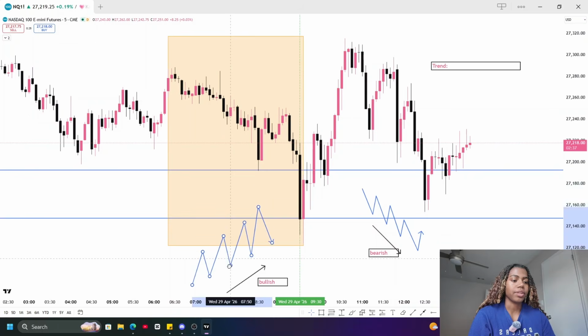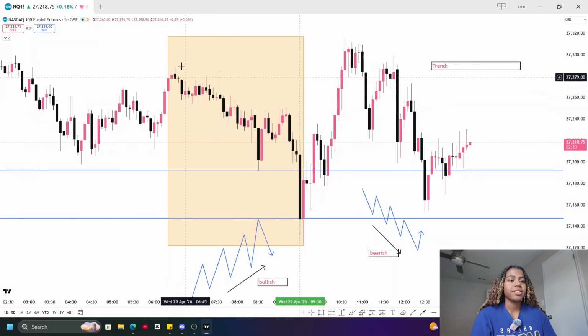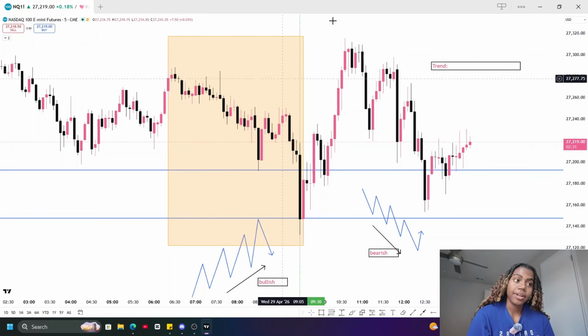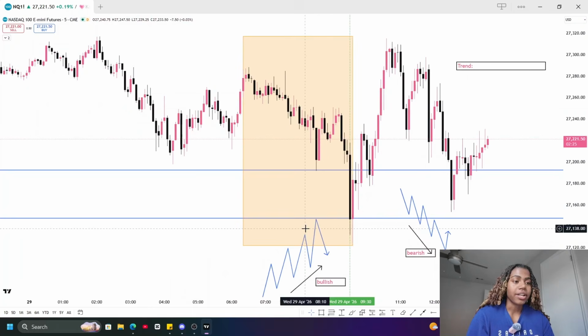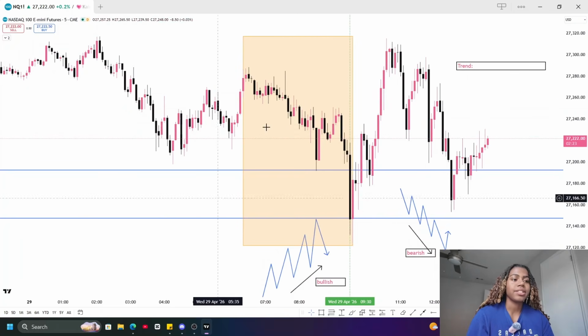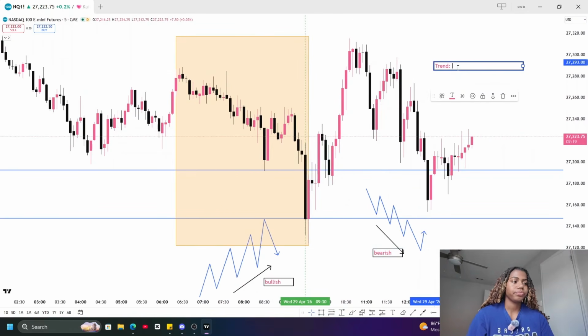Let's see if I can move this whole thing. Perfect. Only in this orange box, is the price going down or up? Obviously, I just gave away the answer. That price is going down. So my initial start coming to the charts, even over here, price is just coming down. So we started off in a bearish trend.